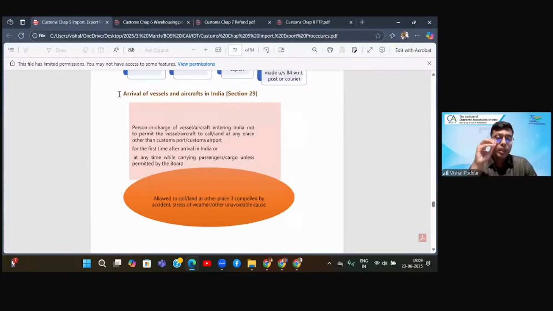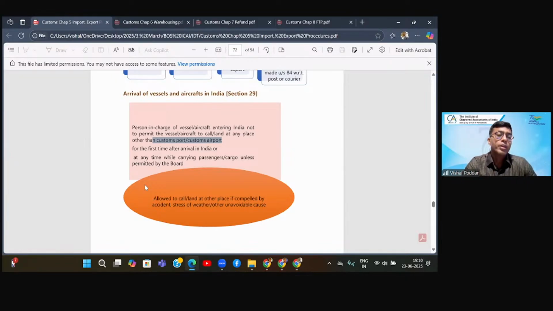Now we start with the procedural part. Firstly, what is the obligation which is put on this person in charge? This person in charge is the most important person because he has complete control over that vessel, over that aircraft. This person has been cast with some important responsibilities. The first responsibility is that whenever this person is entering India, it should only come to the ports which are appointed as customs ports, customs airports. It should not go to any other place.